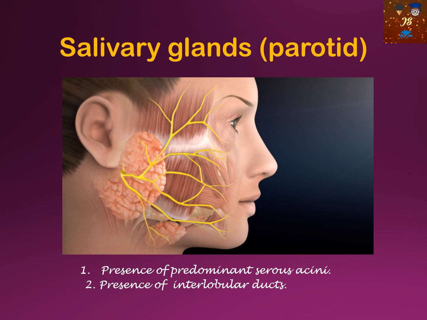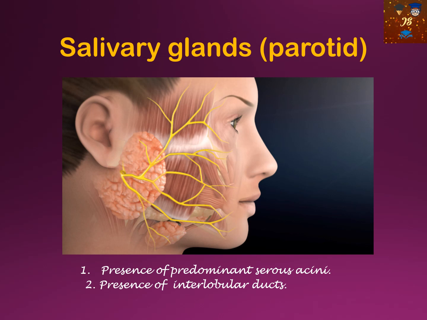This is the situation of the parotid gland. You can see, very close to the ear, you can find the parotid gland, and it is mainly made up of serous acini, serous cells, and interlobular ducts are present. So the presence of predominant serous acini and interlobular ducts is how we identify the parotid gland.